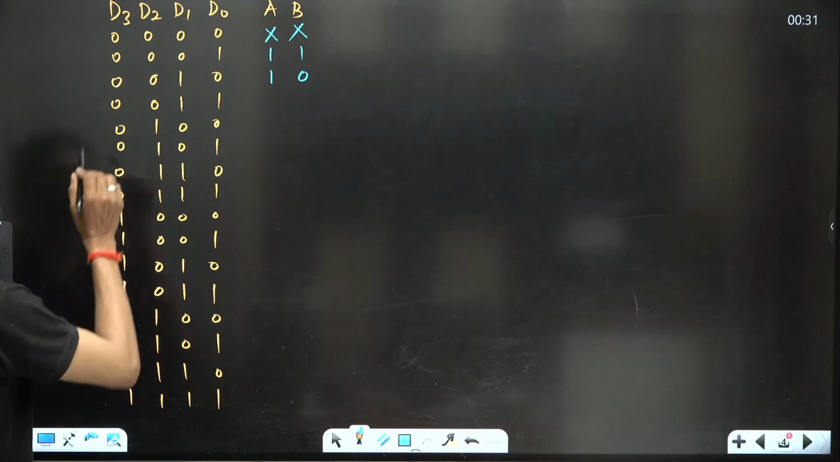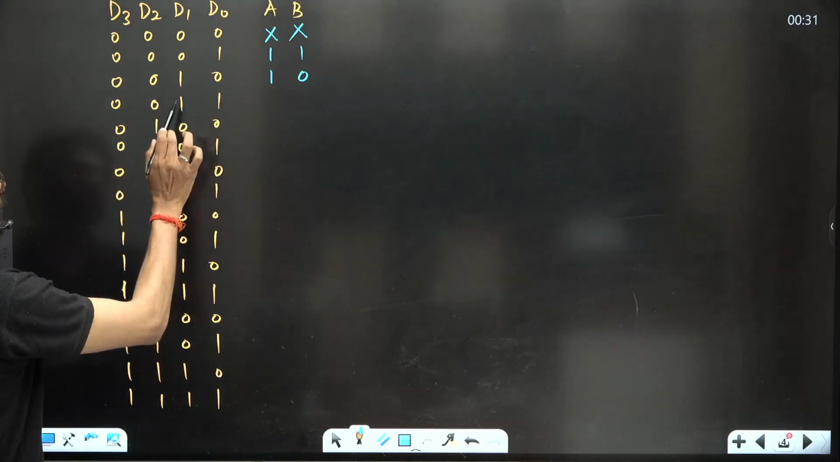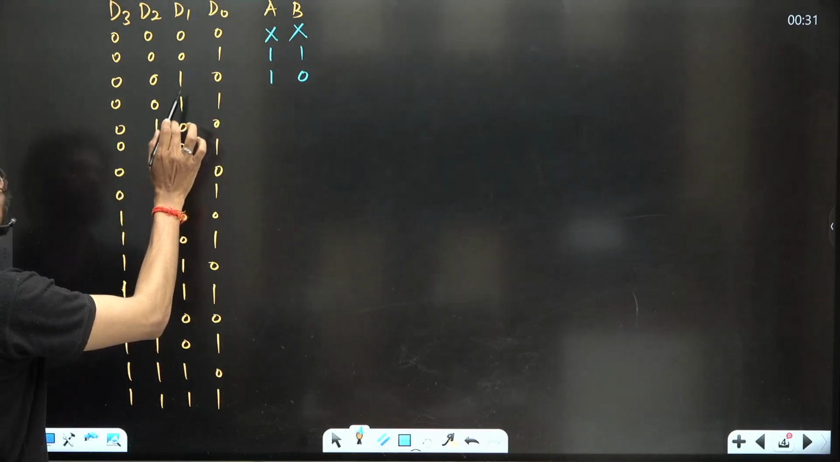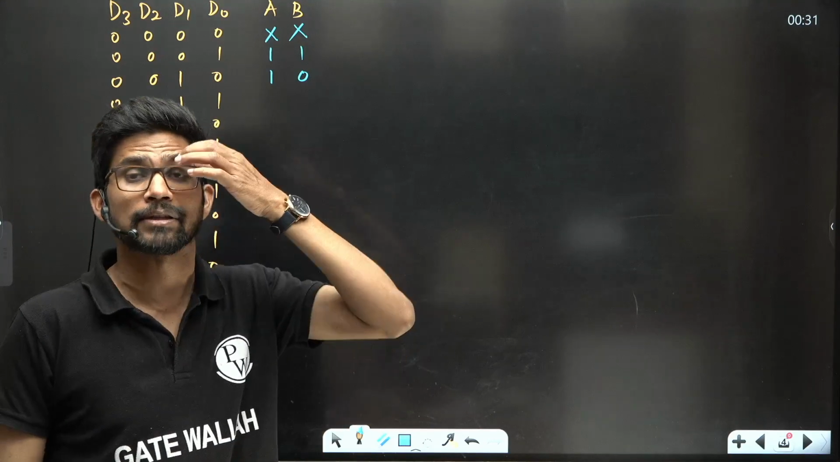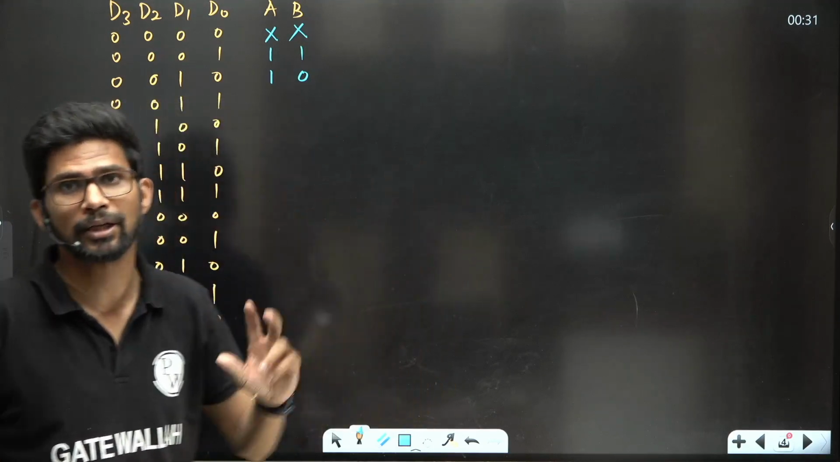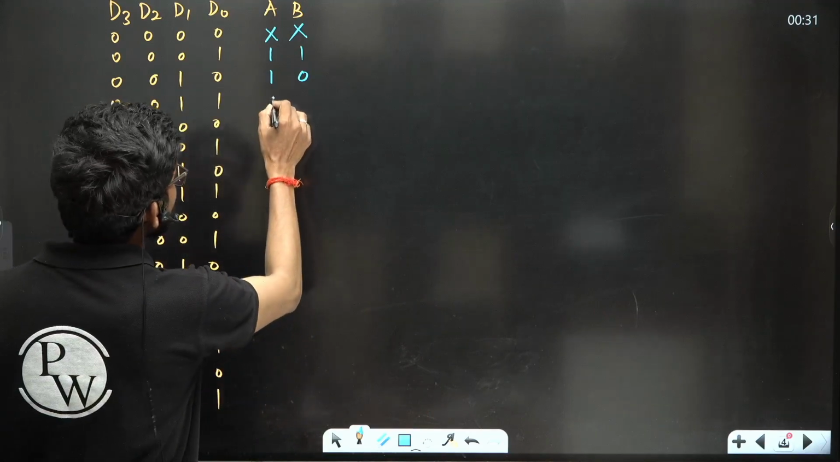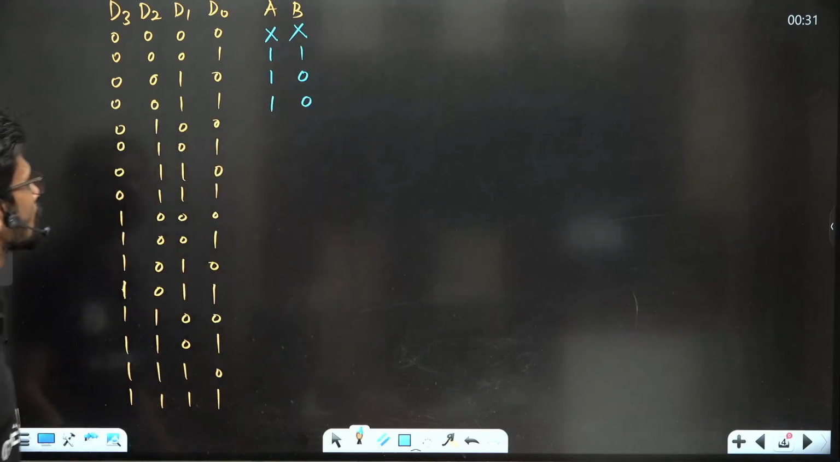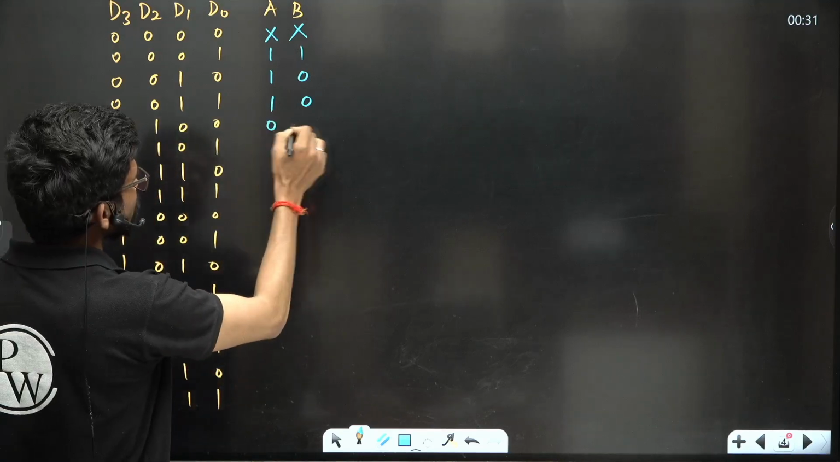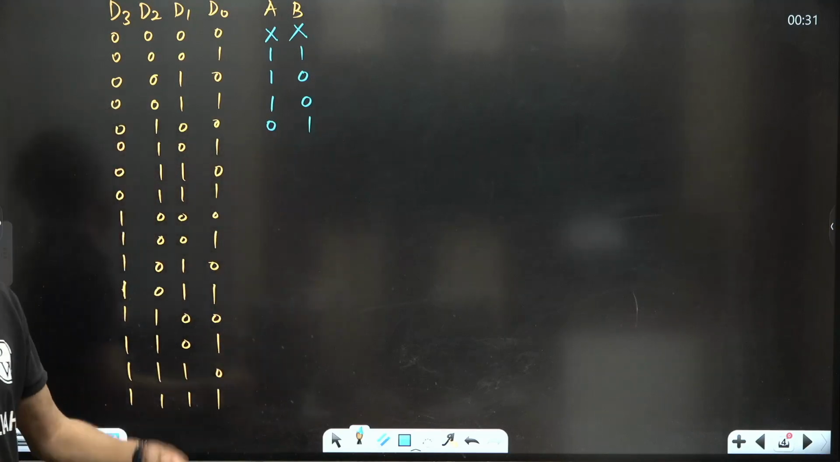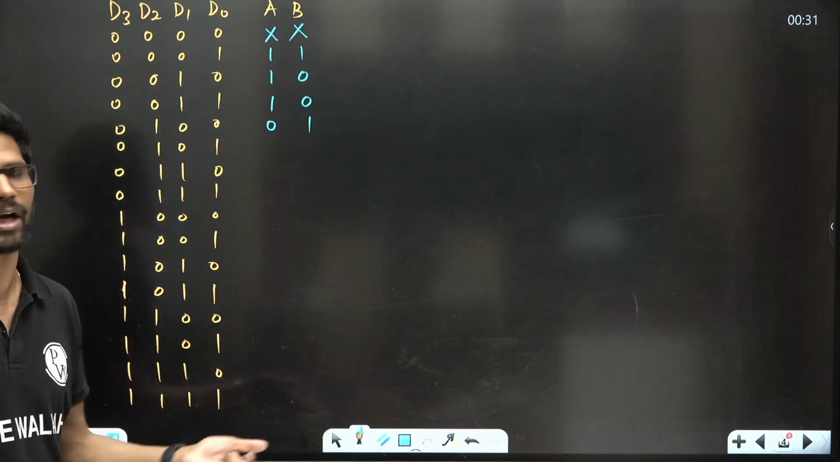Okay. Here two ones are there. D1 is also 1, D0 is also 1. Which is having highest priority? D1 is having the highest priority among D1 and D0. So corresponding to D1, what will be the output? 1 0. Here only a single one is there, and that is D2, and corresponding to D2 the output is 0 1. If only D2 is 1, it is having the highest priority.